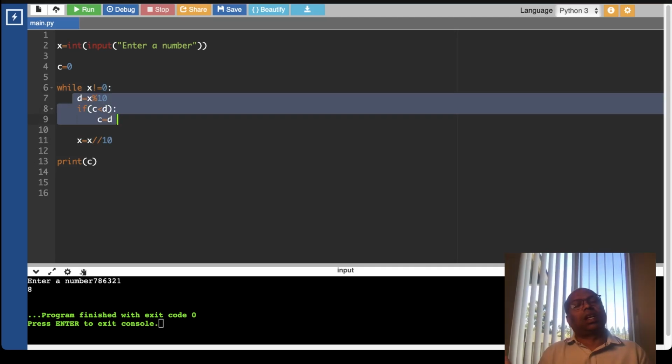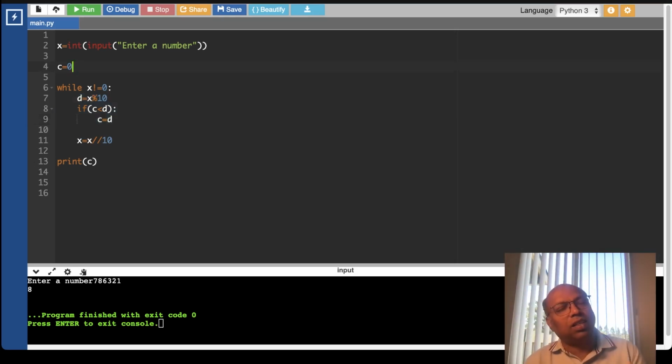What does the statement do? It changes my mind when I see a digit which is greater than what is there in my mind. Initially, I initialize my C to what? 0. Why did I initialize C to 0?